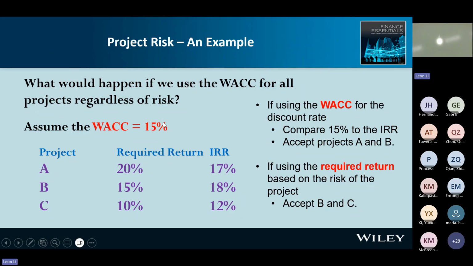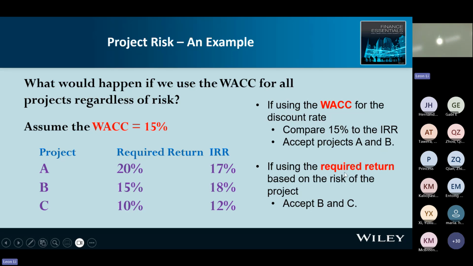So you are the company manager, you consider your capital structure, and you decide your WACC is 15%. Please note, the 15% WACC is based on your firm's current capital structure. So if you use the WACC as the discount rate, you compare 15% to the IRR. Then you will see A and B are higher than 15%. You accept projects A and B.